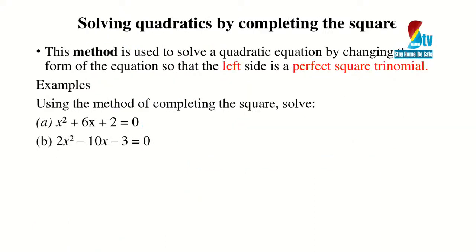Now let us look at solving quadratics by completing the square, which is our second method. This method is used to solve quadratic equations by changing the form of the equation such that the left side is a perfect square trinomial. So what we'll be trying to do is change the left hand side so that it becomes a perfect square trinomial. Let us look at the following example to develop this concept.